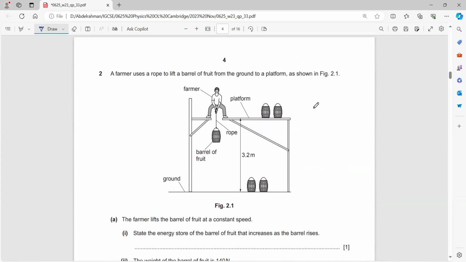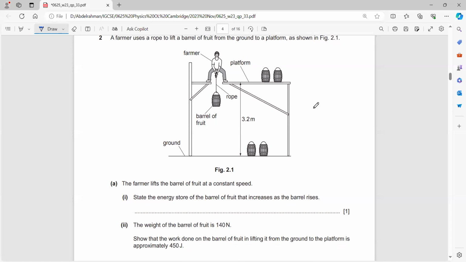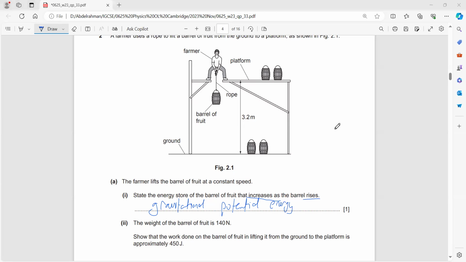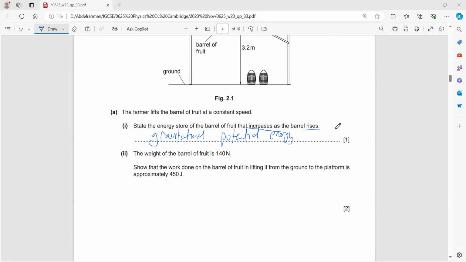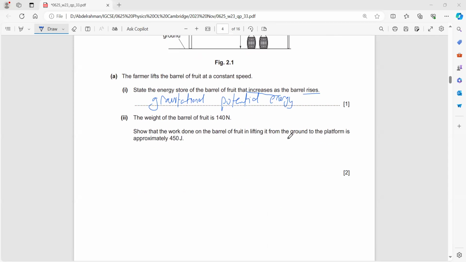Next question. A farmer uses a rope to lift a barrel of fruit. State the energy stored in the barrel that increases as the barrel rises. Gravitational potential energy. Next question. The weight of the barrel is 140 newtons. Show that the work done is approximately 450 joules.